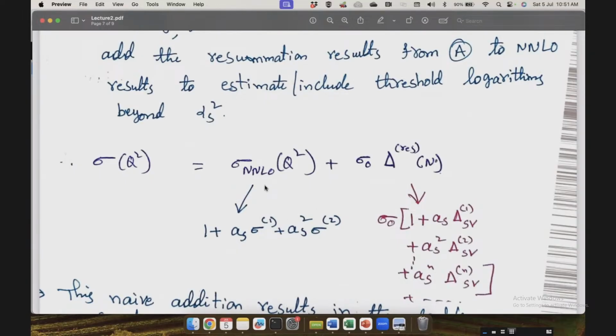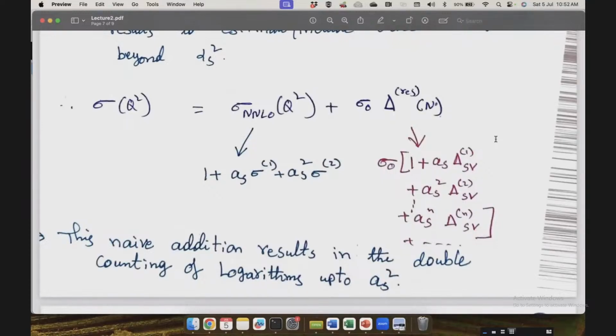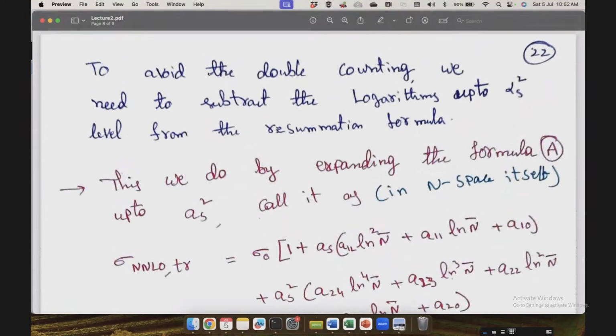If you have the fixed order results, say for the Higgs case, up to N cube LO, and you want to add the resummation contributions to that, then in the resummation you try to avoid, at least up to alpha s cube level, the known logarithms. So what double counting you avoid is decided by the fixed order contributions that you are adding to. In the present situation, we want to add to the known fixed order NNLO results for a given process, so we have to avoid the known threshold corrections up to alpha s square.